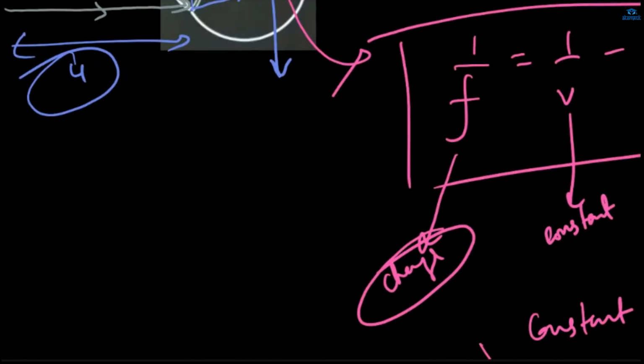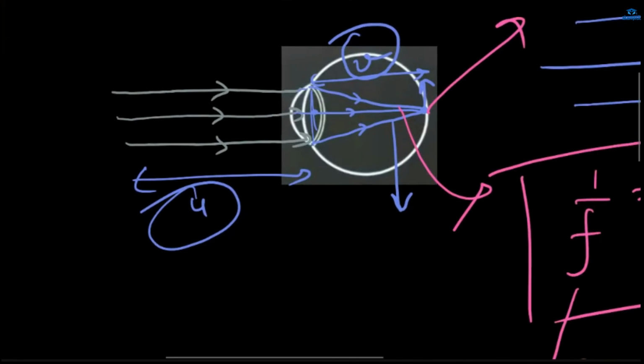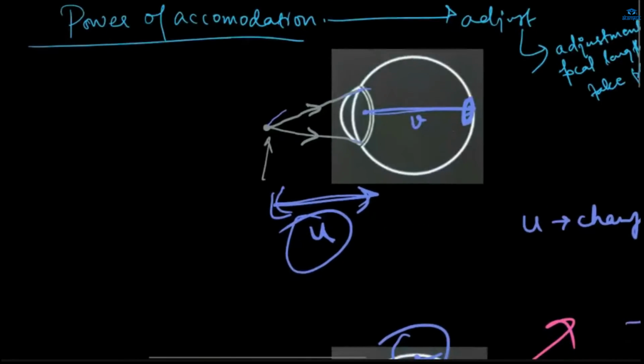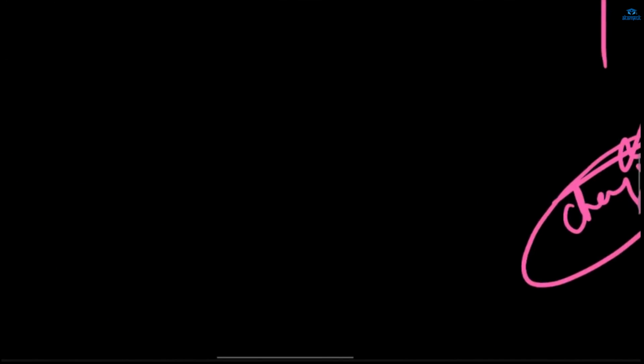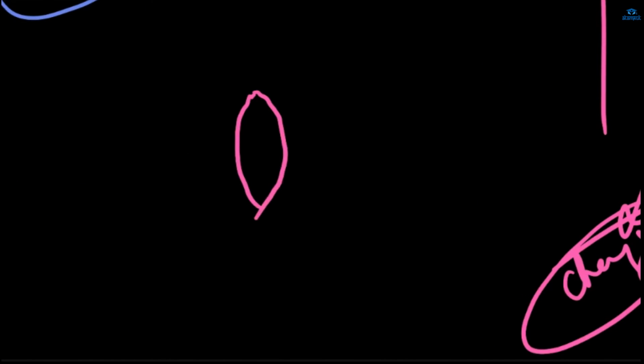This is called power of accommodation. F is getting changed, which means the focal length is getting changed. If the focal length is getting changed, how will it change? By this, your crystalline lens. When you are seeing a nearby object, it will change itself. It will change its focal length.